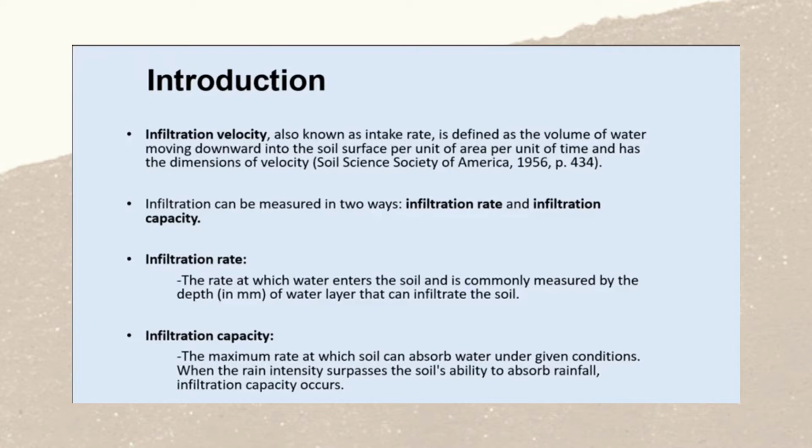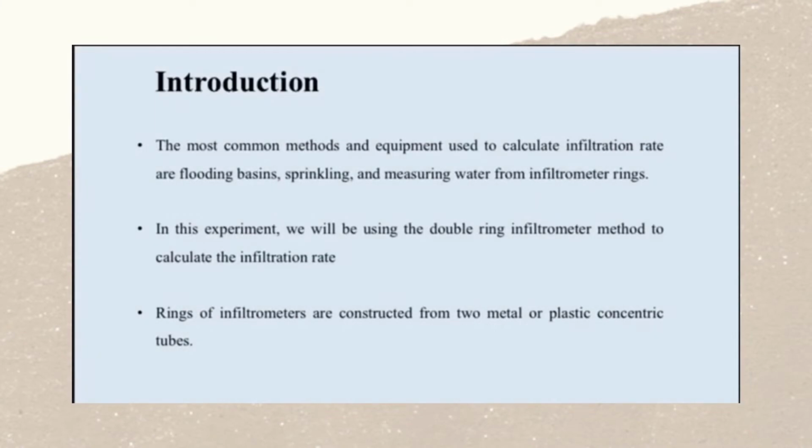When the rain intensity surpasses the soil's ability to absorb rainfall, infiltration capacity occurs. If the rainfall intensity is less than the infiltration capacity, then the infiltration rate is equal to the rainfall rate. The most common methods and equipment used to calculate infiltration rate are flooding basins, sprinkling, and measuring water from an infiltrometer ring. In this experiment, we will be using the double ring infiltrometer method to calculate the infiltration rate.